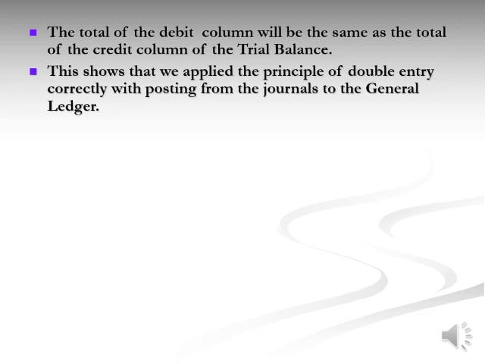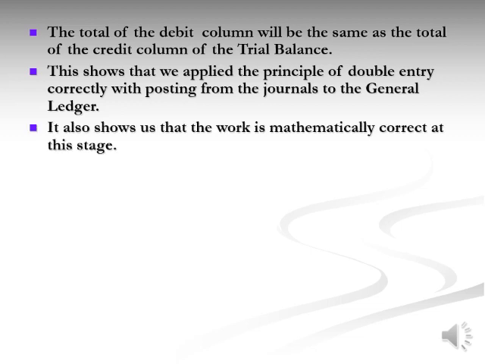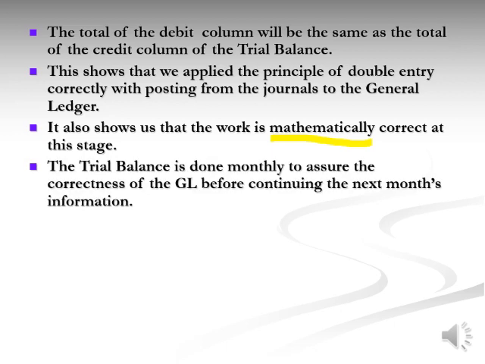So this shows that we have applied the principle of double entry correctly with posting from the journals to the general ledger. The fact that the amounts are going to be the same confirms that we have done the posting correctly. It also shows us that the work is mathematically correct at this stage, meaning to say all our amounts have been added correctly, and hence we will be having the same answer for both the debit column and the credit column.